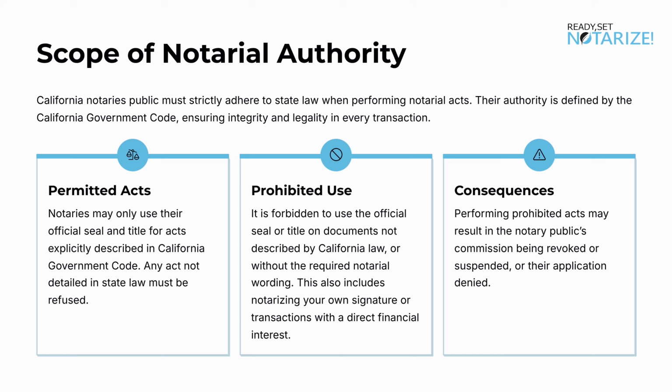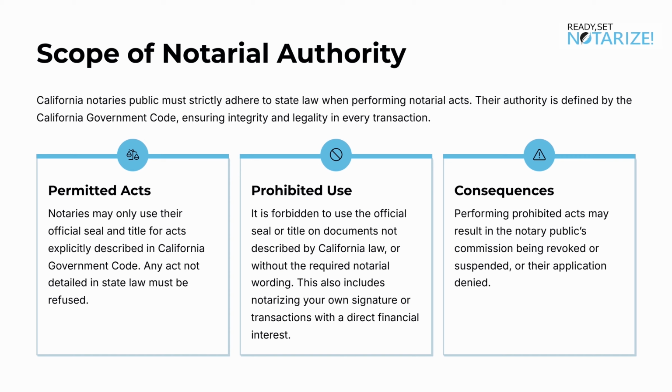Please note, a notary public can only use the notary public seal for purposes described in the California Government Code, and can only use the title Notary Public to render notarial services. California Government Code, Section 8207. A notary public must refuse to perform any notarial act that is not described in California law.